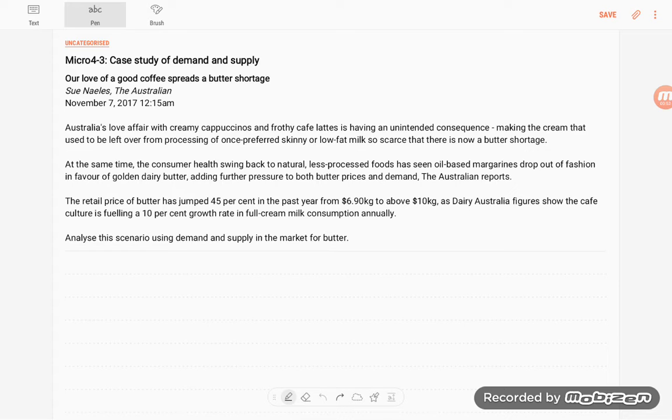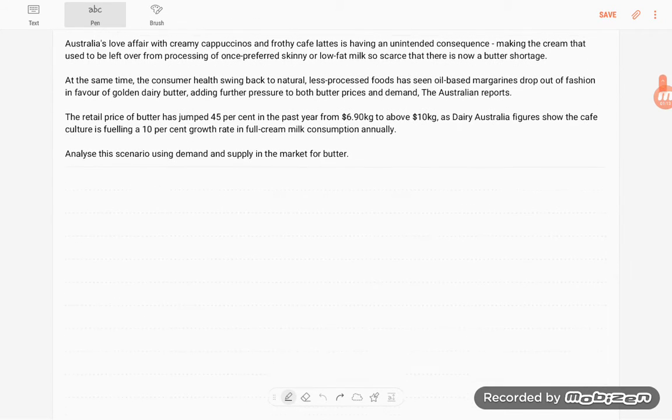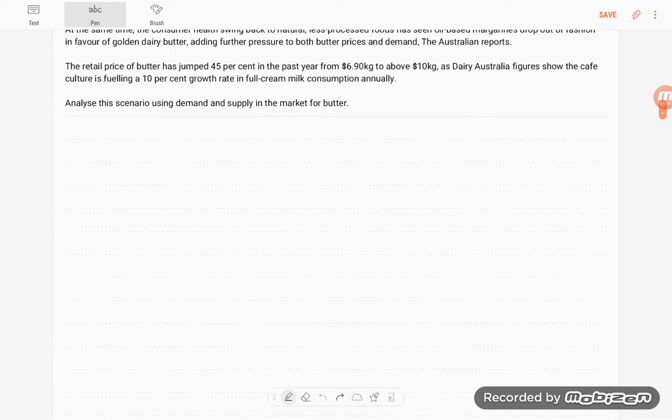The retail price of butter has jumped 45% in the past year, from $6.9 per kilogram to above $10 a kilogram. As Dairy Australia figures show, the cafe culture is fueling a 10% growth rate in full cream milk consumption annually. So where would we need to start? First, the question asks the market for butter. So we will have the market for butter.